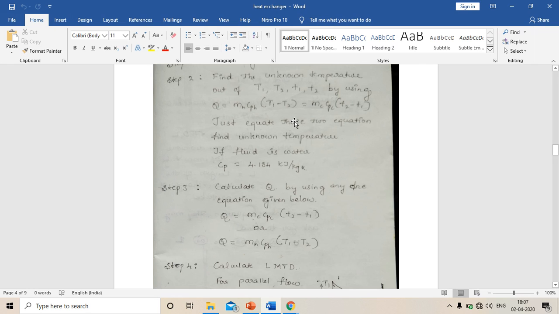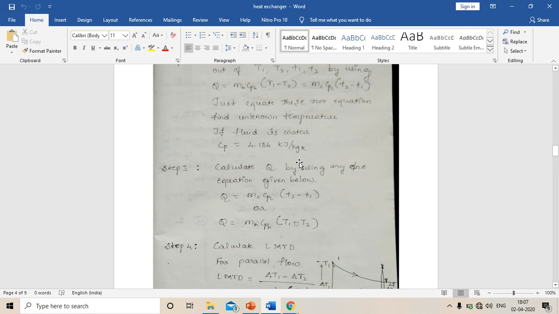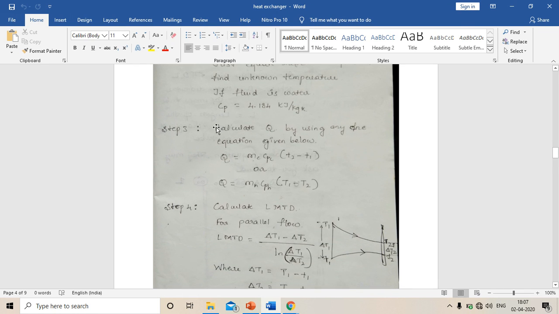And one more very important thing is, if the fluid is water and its Cp, or specific heat, is not given, then assume it as 4.184 kilojoule per kg Kelvin. So that's very important. And step 3, you calculate Q by using any one equation given below.